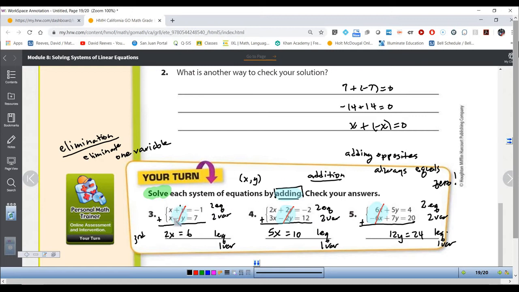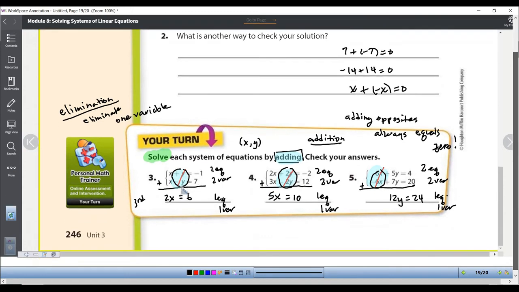So when you see that you have a pair of opposites, that is your clue. They're not always going to say add. They were really nice to tell us to add because this is an introductory lesson. But they're not always going to tell you to add. You're going to have to look for that. And when you see that, you're going to go, hey, those are opposites. I should add.